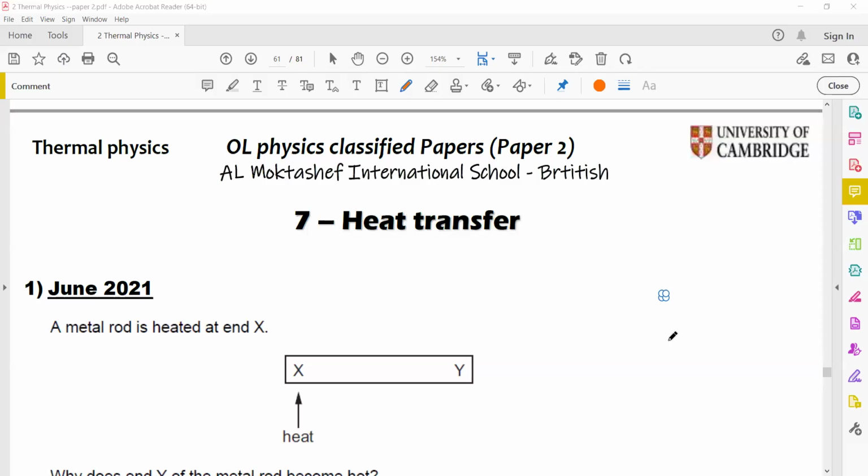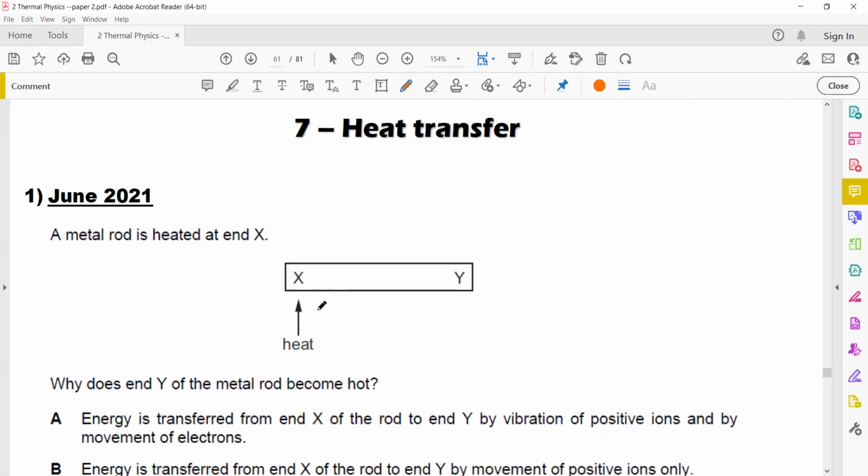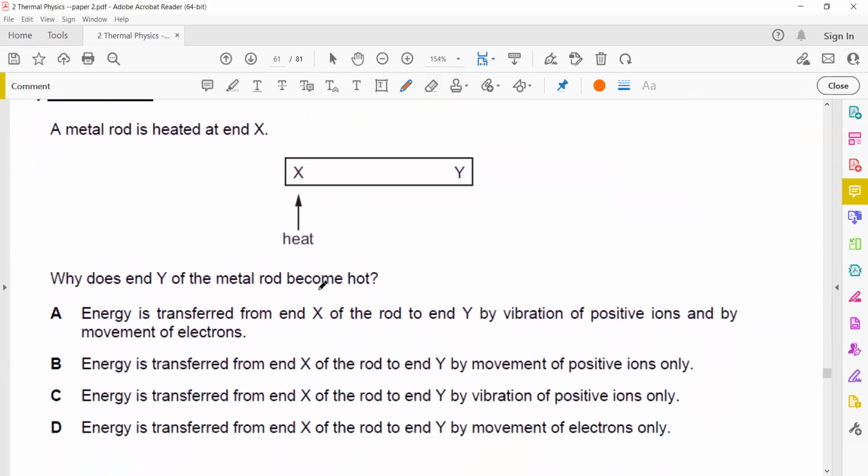Hello everyone. In this video, we'll solve the booklet questions about heat transfer, and we'll start with paper 2 in the booklet. So in the first question, a metal rod is heated at end X. Why does end Y of the metal rod become hot?